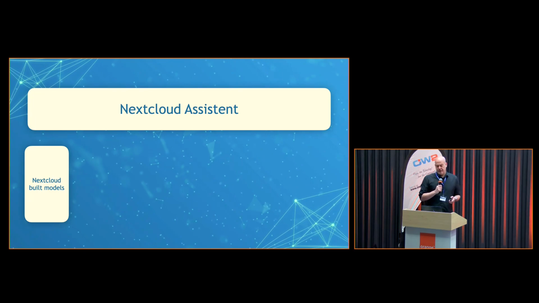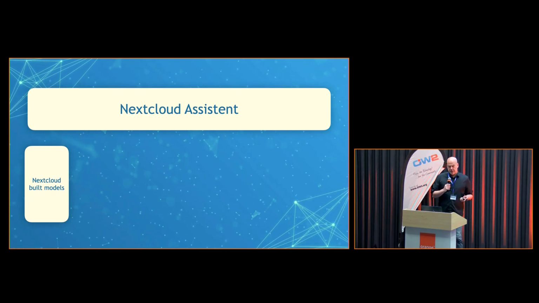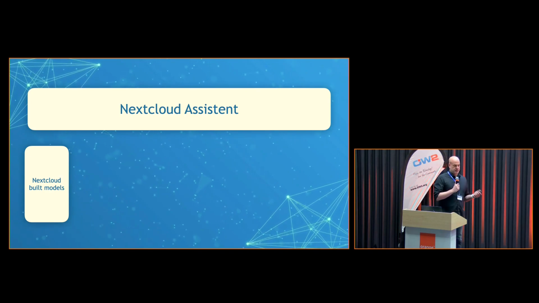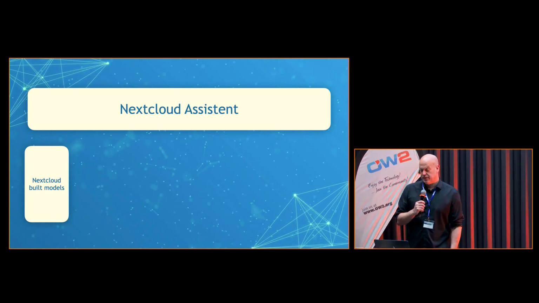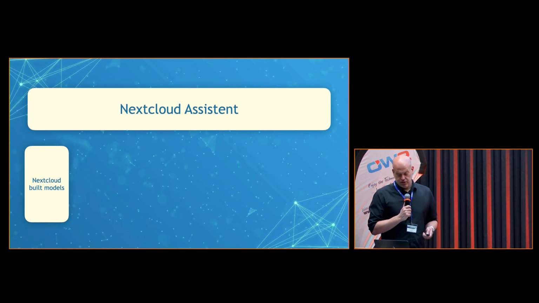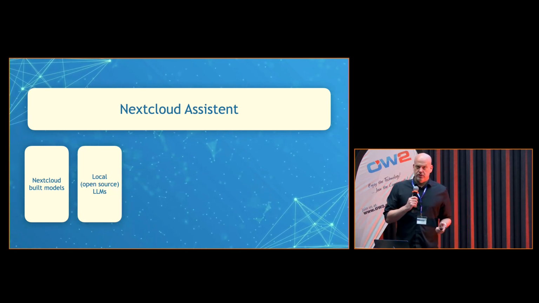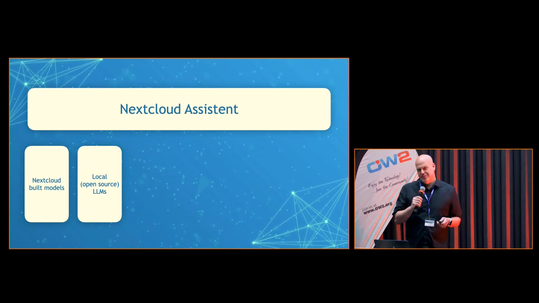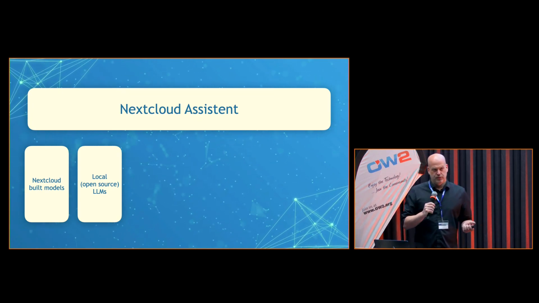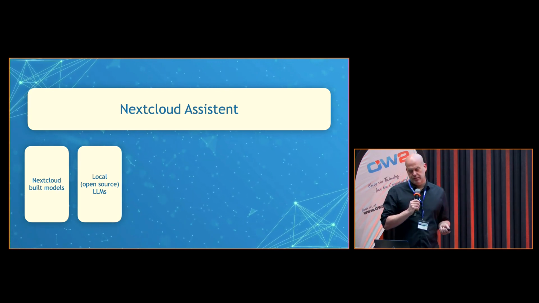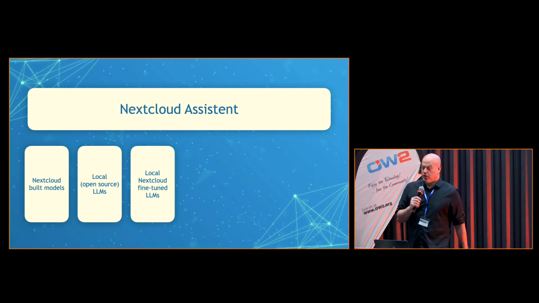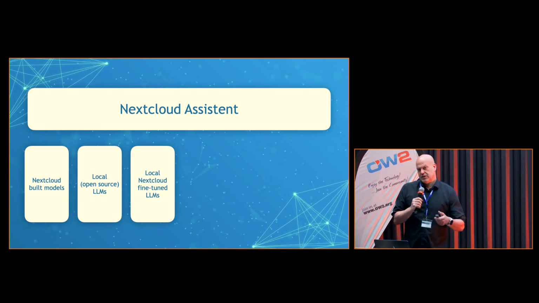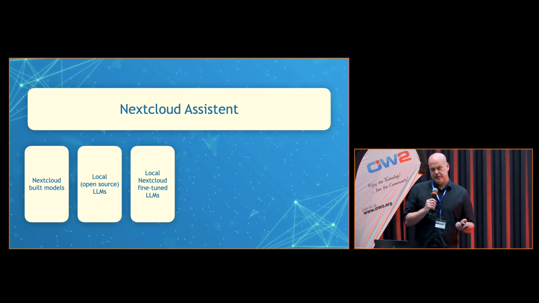The first is a number of models that we built ourselves, for example for email classification, for login behavior, and some other things. I will show it in a second. This is something you can choose to use. Or you can use other open source LLMs that run locally. That is also fully supported, and there are a number of good ones available today. Or you can use some models that we also built at NextCloud, which are fine-tuned versions of existing ones.